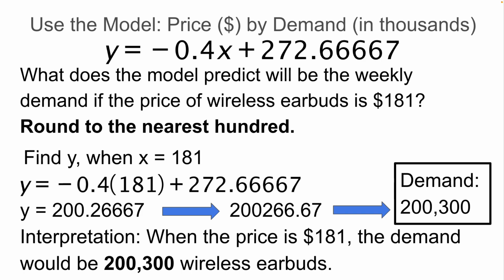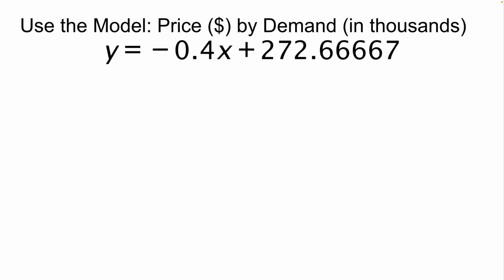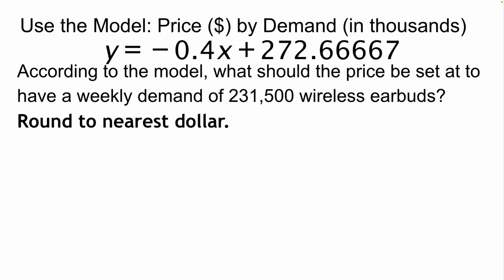This means that when the price is $181, the weekly demand would be 200,300 wireless earbuds. Let's take a look at another problem where we're asked to use our model. According to the model, what should the price be set at to have a weekly demand of 231,500 wireless earbuds? We'll round our answer to the nearest dollar.